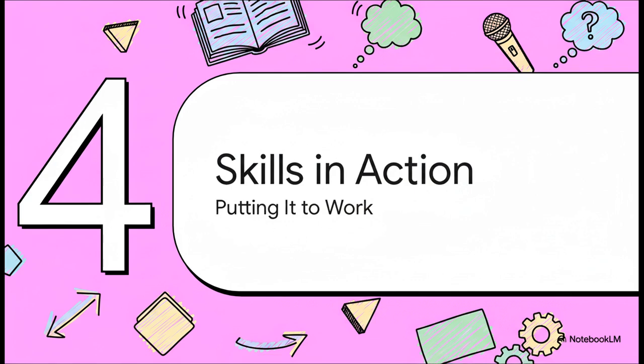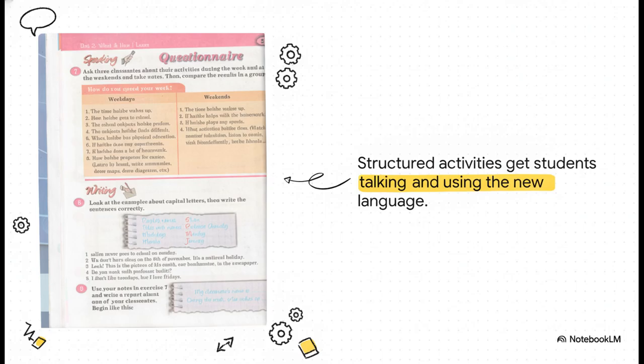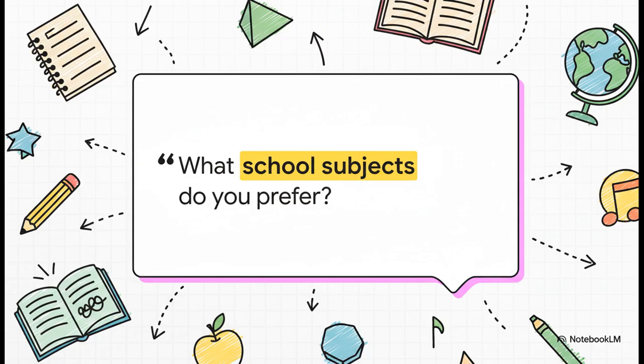This is that critical jump from just having knowledge in your head to actively using skills like speaking, writing, and reading. Now, an exercise like this questionnaire might just look like a fun activity, but it's actually a super structured, low-risk environment for students to start speaking. It's like a simulator. It gives them the questions, the vocabulary, everything they just learned, and says, okay, go, try it out. So by having students ask each other things like, what school subjects do you prefer? It's creating a mini simulation of a real, natural conversation. It's practice for the real world, but in a safe space.